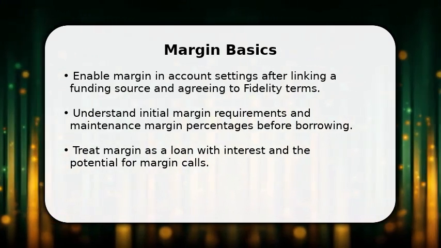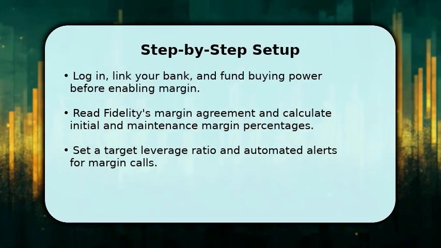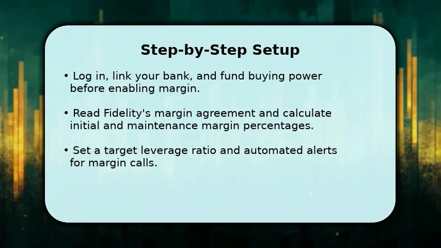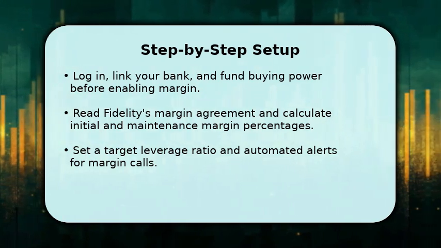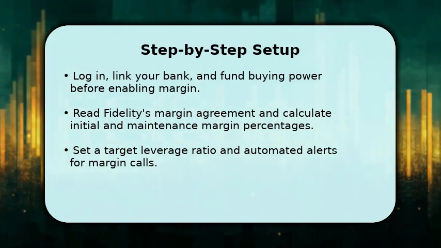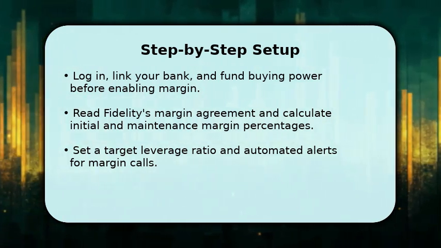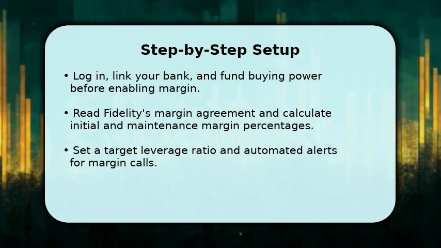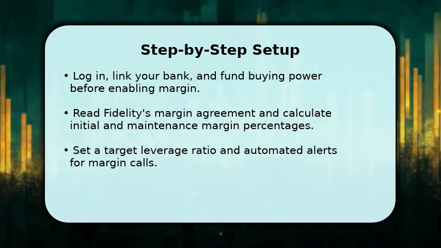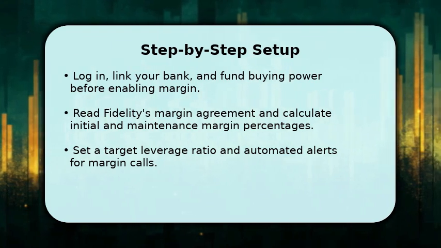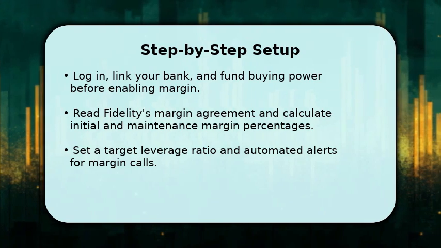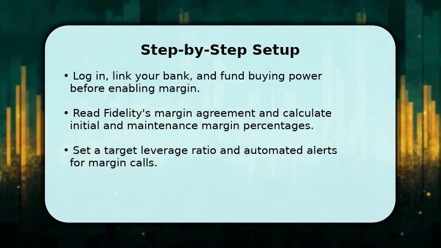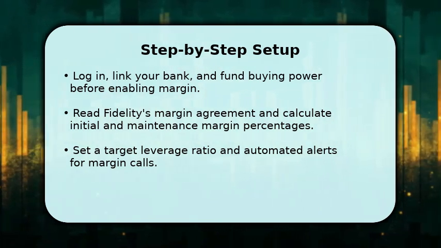To start, log in and link your bank account to fund buying power before enabling margin. Review Fidelity's margin agreement and calculate your initial margin requirement and maintenance margin percentages. Decide a target leverage ratio and never exceed it without a stop plan. Set alerts for margin calls and track loan interest charges monthly. Remember, margin amplifies gains and losses, so treat borrowed funds like high-cost capital and plan exits.